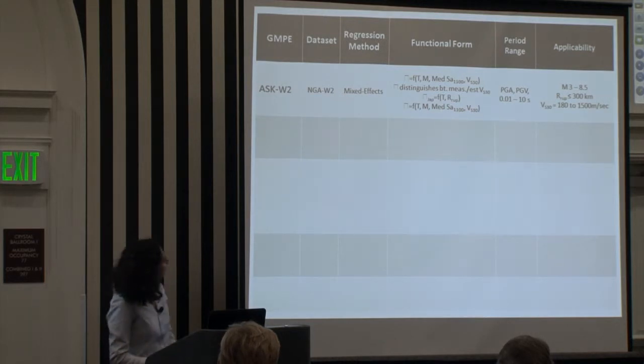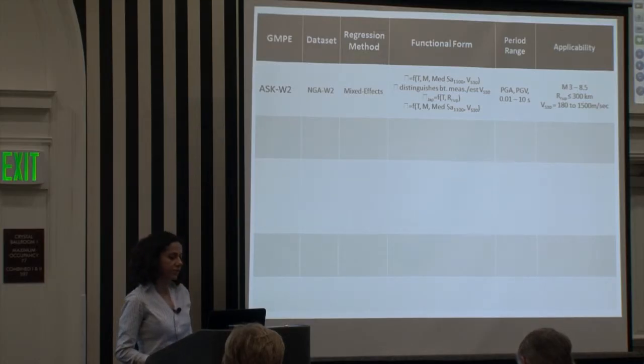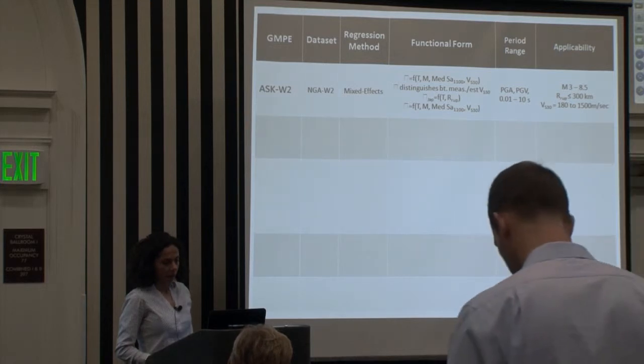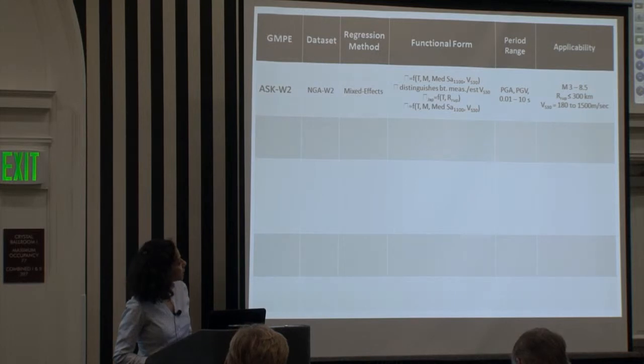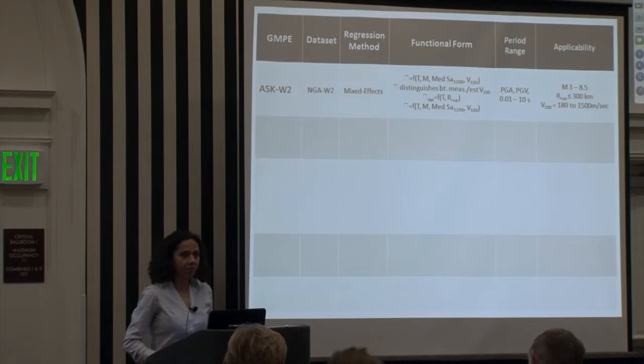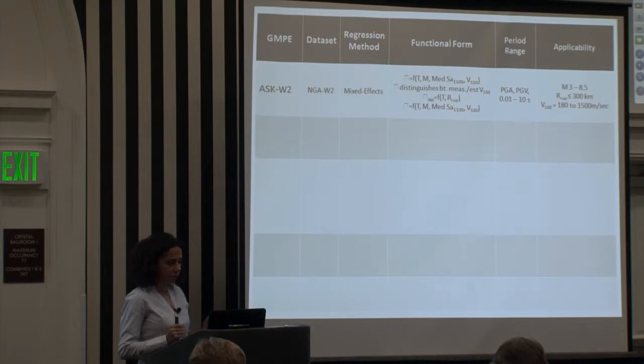Now we're into the NGA West 2 models. The Abrahamson et al. again used mixed effects algorithm. They are now having their within event and between event standard deviations function of spectral period, magnitude, and including the effects of soil nonlinearity. Their within event standard deviation distinguishes between measured versus estimated VS30. One new feature is that they have their within event standard deviation for Japan only, and then they have it for the rest of the data.